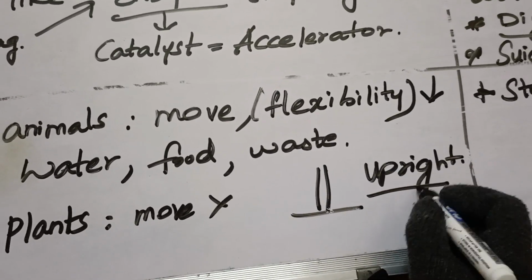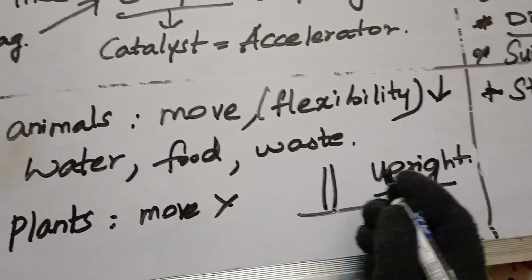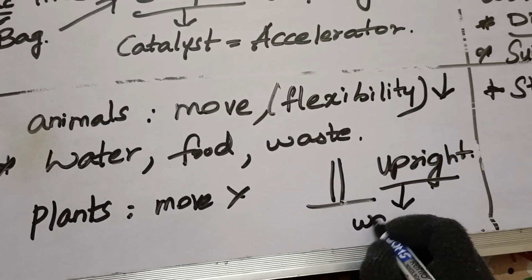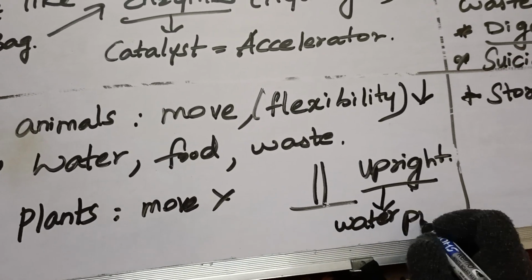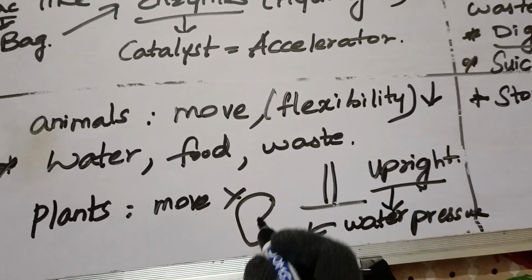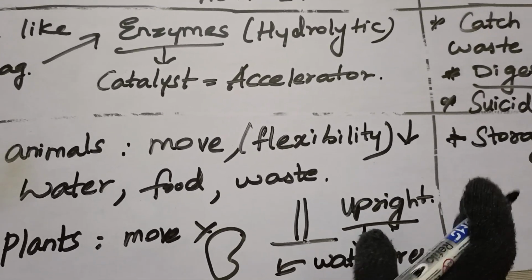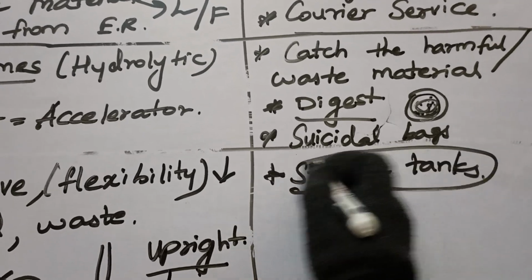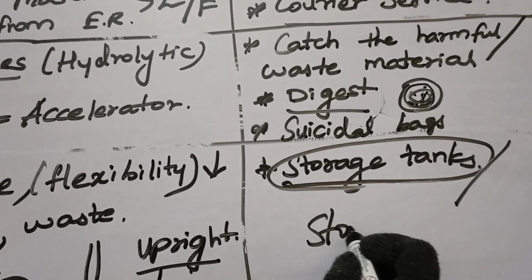To do this thing, to be upright, plants need this water pressure. Okay, plants need water pressure, and where is this water stored? Water is stored in the vacuole. Hope it is clear. If you have any doubts, please comment me. So talking about the function, as we know, vacuole is going to act as a storage tank or store room.